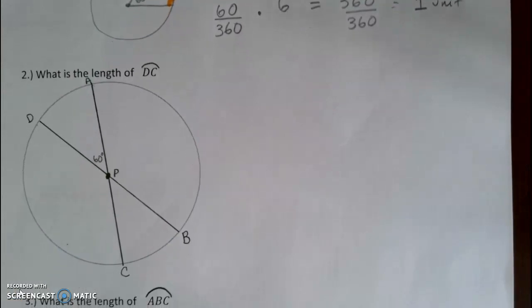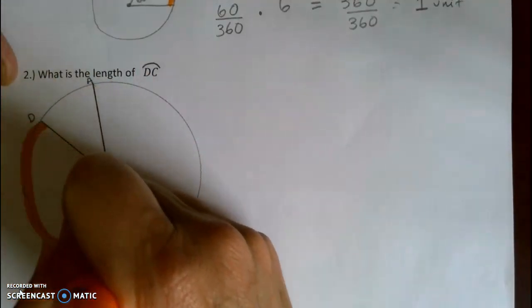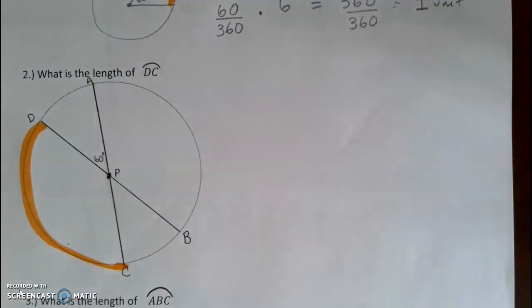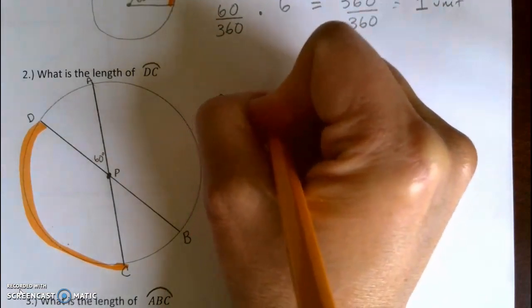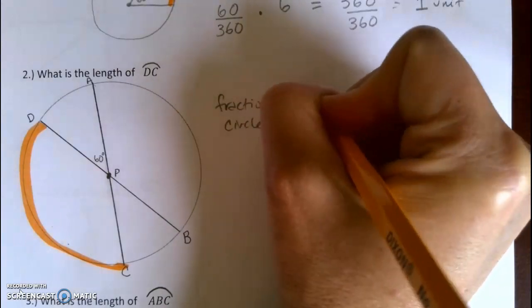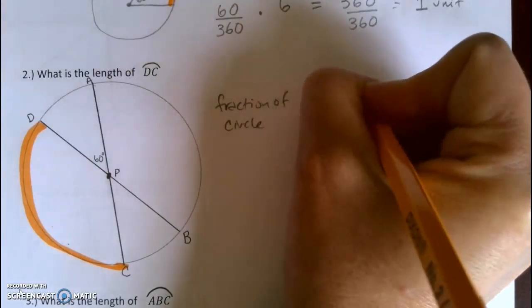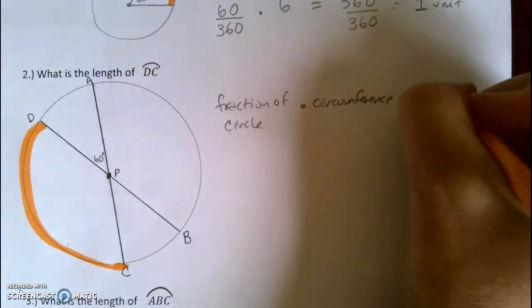All right, let's look at number 2. We are asked to find the length of arc DC. This right here. Well, I know that I need a fraction of my circle times my circumference equals my arc length.